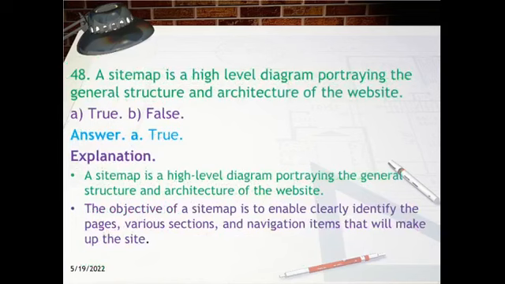48. A sitemap is a high-level diagram portraying the general structure and architecture of the website. A. True. B. False. Answer. A. True. Explanation. A sitemap is a high-level diagram portraying the general structure and architecture of the website. The objective of a sitemap is to enable clearly identify the pages, various sections, and navigation items that will make up the site.